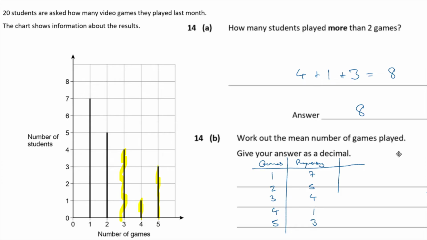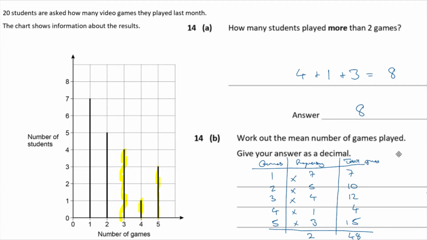So then the total number of games played by all of those people is those numbers multiplied together. We're going to have to multiply those together to get the total games played. So 1 times 7 is 7. Those 5 students played 2 games. 5 times 2 is 10. That means they played a total of 10 games. 3 times 4 is 12. 4 times 1 is 4. 5 times 3 is 15. Okay, so what does that add up to? 7 plus 10 is 17, 27, 29, 33, 43, 48. So 48 games are played in total.